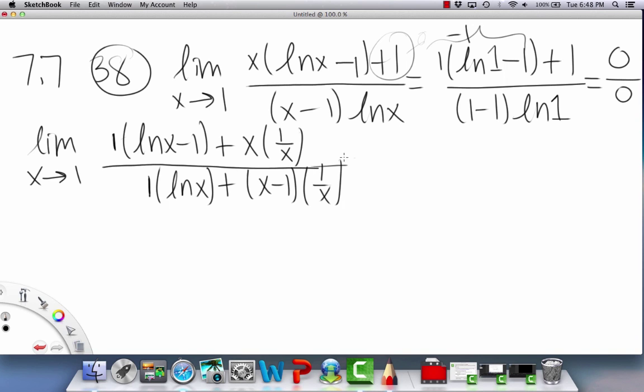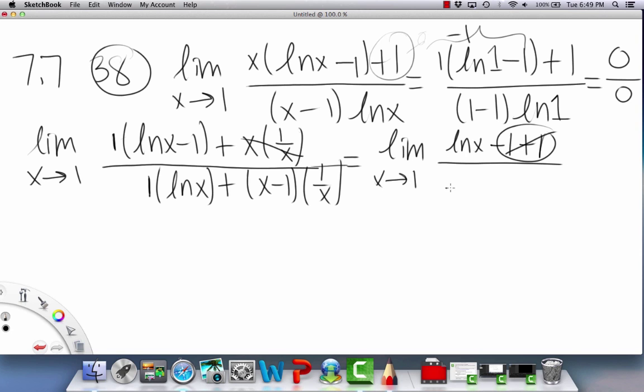So, let's see. We can plug in here, I suppose. Or let's simplify first, actually. I'm going to simplify just so it looks nicer. So on top this is going to be ln x minus 1 plus, and then the x's cancel, so that's a 1. So this part is 0. So ln x on top, over ln x, and you can distribute the 1 over x, so this is like plus 1 minus 1 over x.